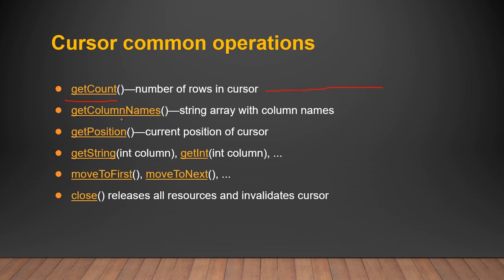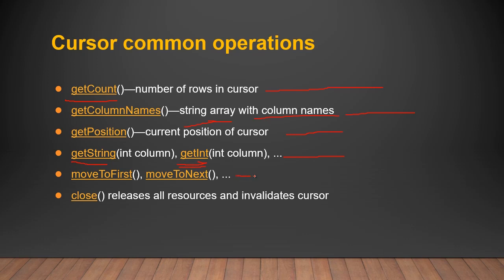And another one is getColumnName. It returns a string array with the column names. If you want to get the column names from the cursor, you can call this method. And if you want to get the position of the current cursor, call the getPosition method to return the current position of the cursor. And if you want to get data from those columns or rows, call the methods getString and getInt. If you want the data to be stored in the form of a string, call getString. If that data is an integer and you want to get it as an integer, you can call the getInt method.